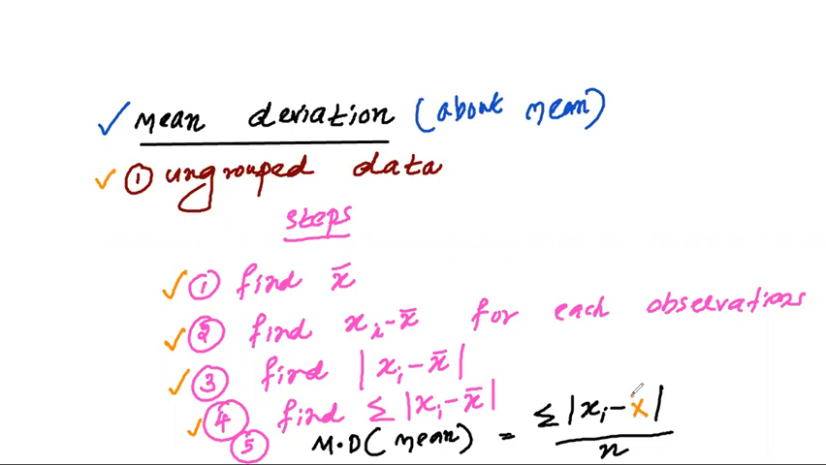According to the formula, mean deviation about the mean is given by sigma mod xi minus x bar divided by n. So these are the 5 steps that we have to follow while we are evaluating mean deviation about the mean of ungrouped data. So let me give you an example. All of you listen here, please.